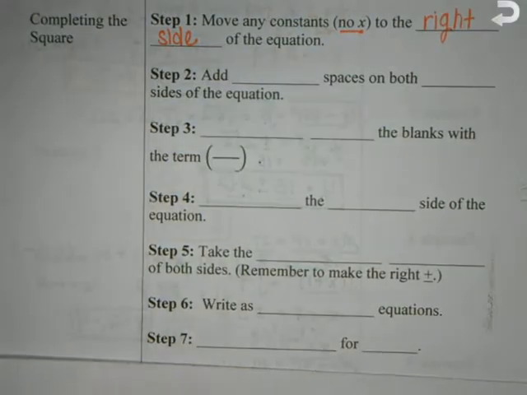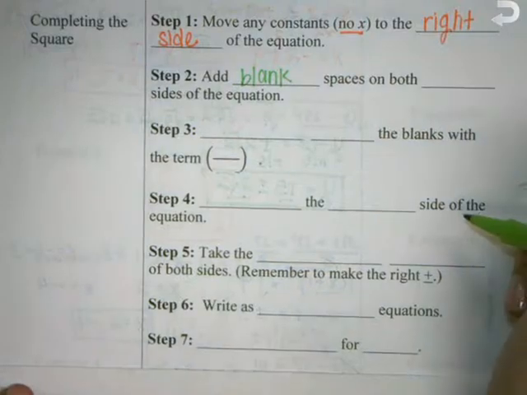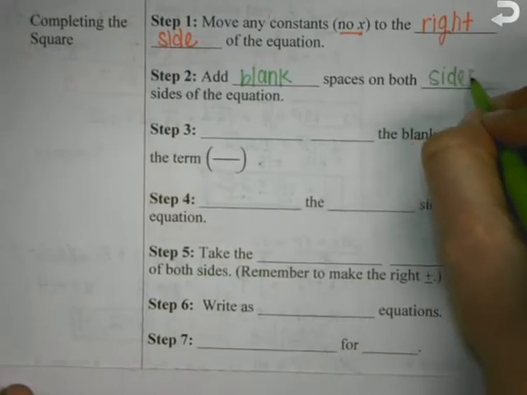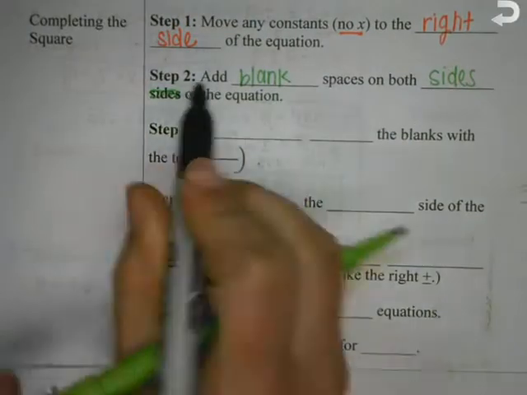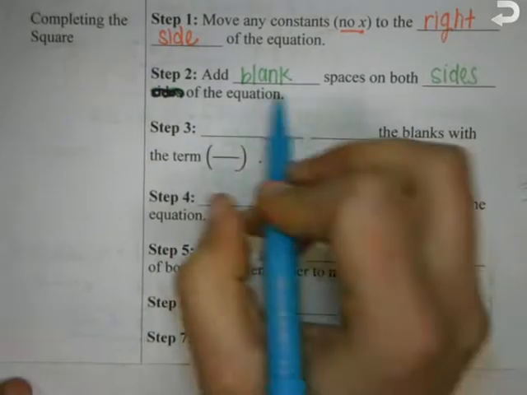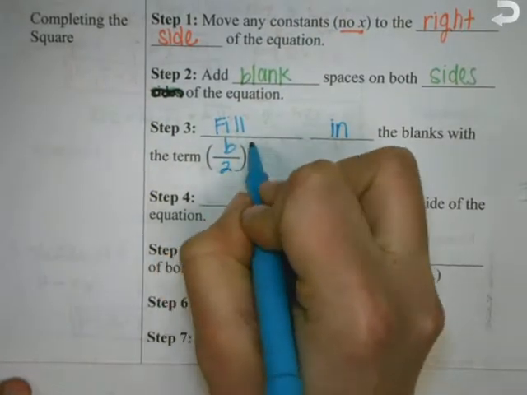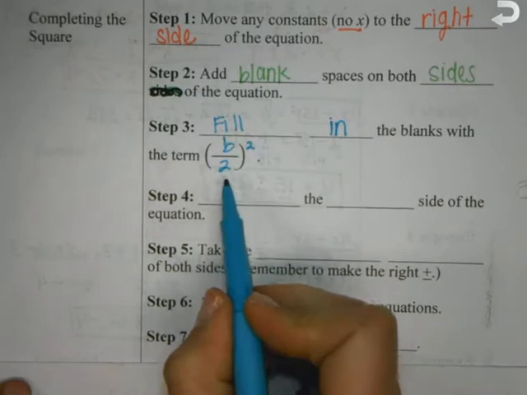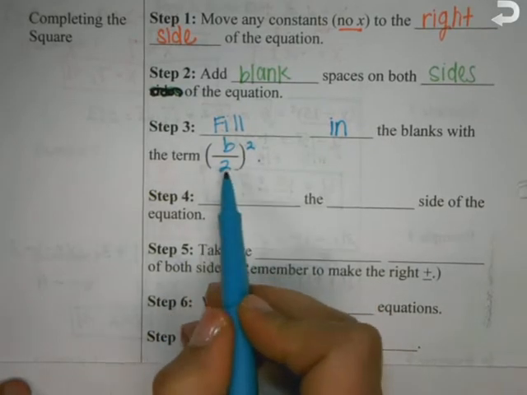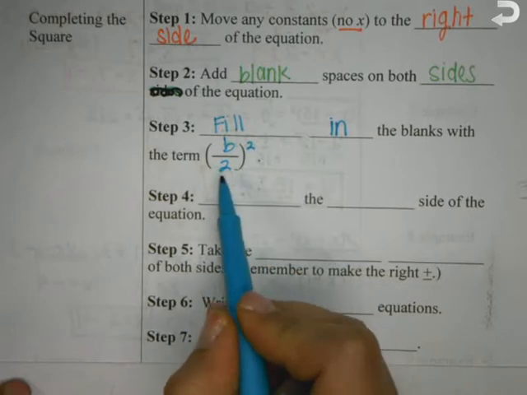After we've done that and we only have x's, we are going to add blank spaces on both sides of the equation, because whatever we do to one side, we have to do to the other. So how do I know what to fill in those blanks with? I'm going to fill in the blanks with the term b divided by 2, squared. I'm going to take that middle term, the term that's a number times x, divide it by 2, and then raise it to the second power. That gives me the blank for each side, which will make my left-hand side a perfect square trinomial.